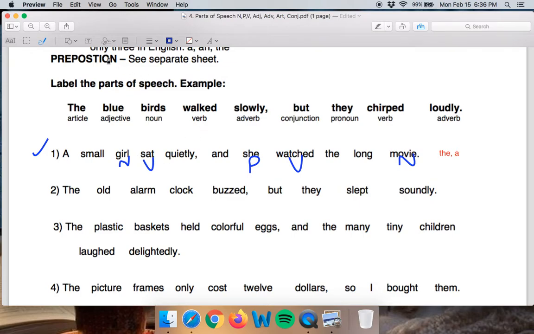So if I look at the nouns, I have girl and I have movie. Is there any word here that tells me about girl? What kind of girl? A small girl, right? So small is an adjective here. Nothing is telling me about she. What other nouns? I have movie. Is there a word here telling me what kind of movie? Yes, it's a long movie. So long is an adjective.